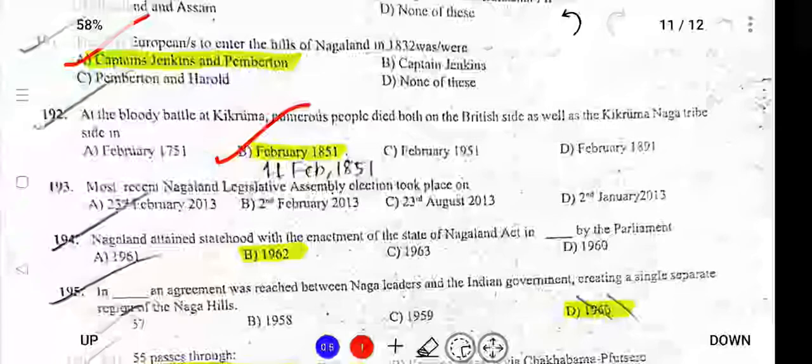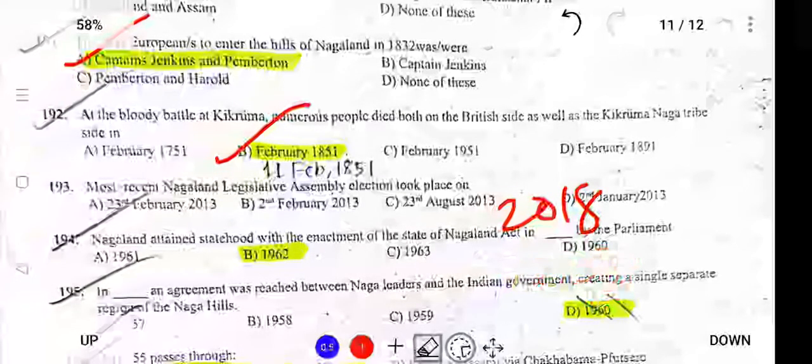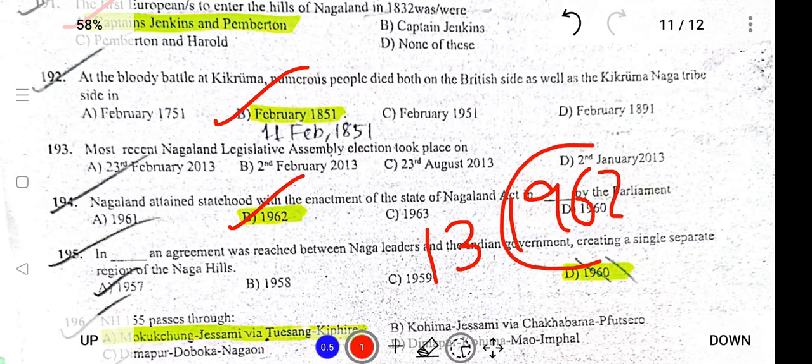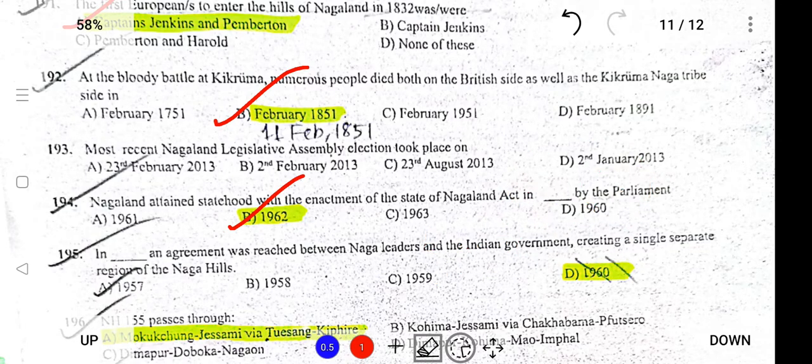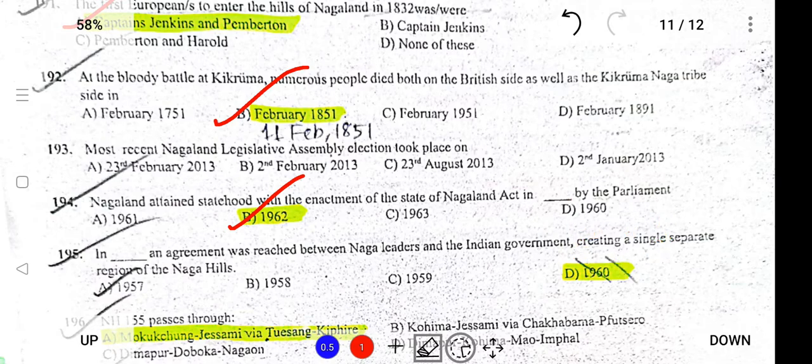The most recent Nagaland Legislative Assembly election took place in 2018, and now in 2023 the latest election is going to be held. Next, Nagaland attained statehood in 1962 with the passage of the 13th Amendment to the Constitution by Jawaharlal Nehru, and it was inaugurated on 1st December 1963 with Dr. S. Radhakrishnan as the inaugurator.